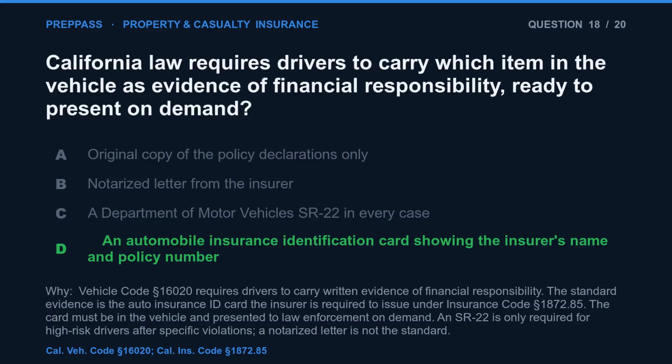The correct answer is D. Vehicle Code Section 16020 requires drivers to carry written evidence of financial responsibility. The standard evidence is the auto insurance ID card the insurer is required to issue under Insurance Code Section 1872.85. The card must be in the vehicle and presented to law enforcement on demand. And State Route 22 is only required for high-risk drivers after specific violations. A notarized letter is not the standard.